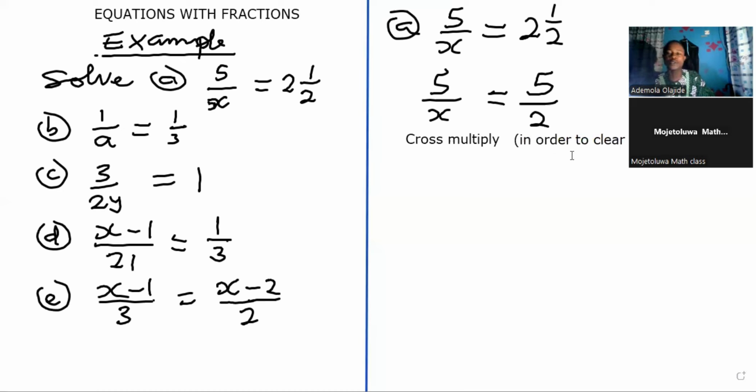We cross multiply so as to clear fractions. We don't want this fraction to still remain. We want to remove the fraction. And for you to remove fractions, you cross multiply. Is that taken? Yes. How do we now cross multiply?